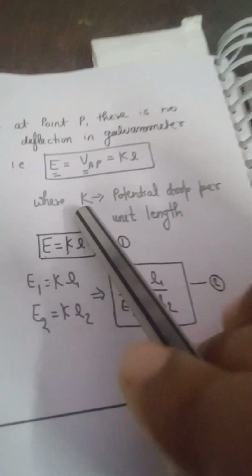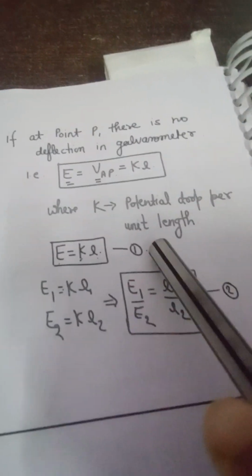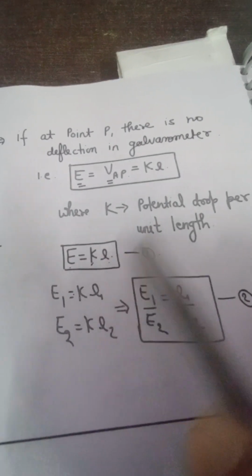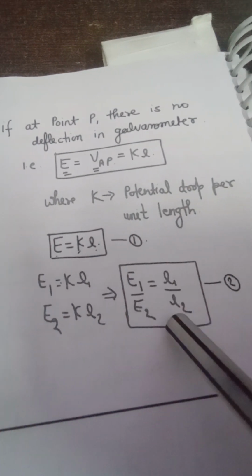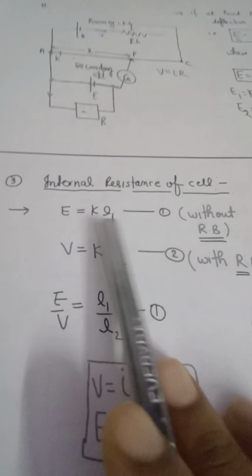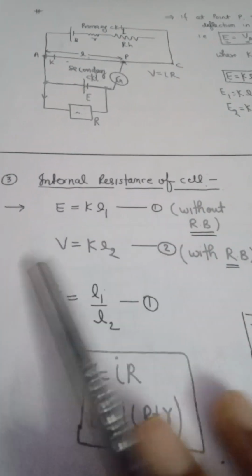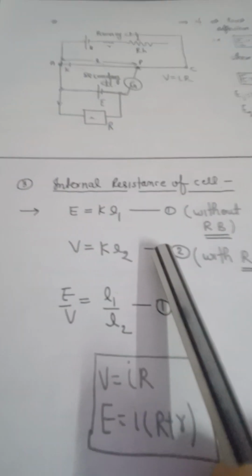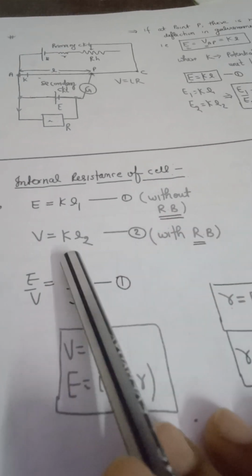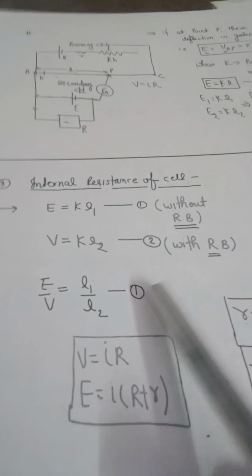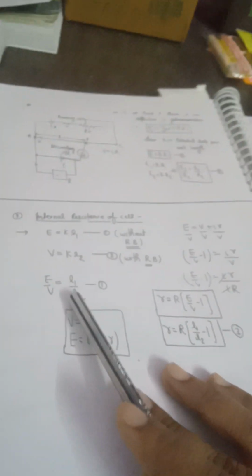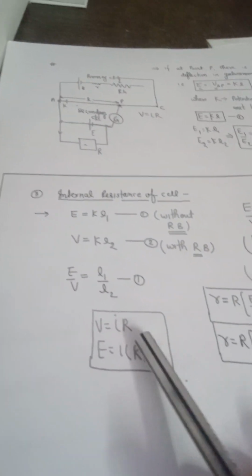KL, where K is the potential drop per unit length. So E is equal to KL, E1 is equal to KL1, E2 is equal to KL2. So E1 upon E2 is equal to L1 by L2. Now for the internal resistance of a cell, E is equal to KL1 without resistance, and V is equal to KL2 with resistance R. So it becomes E upon V is equal to L1 upon L2.